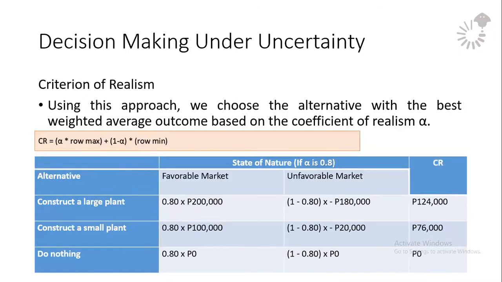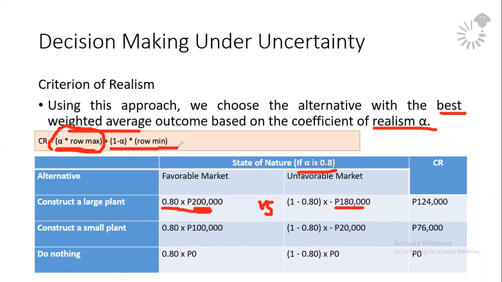Criterion of realism. Using this approach, we choose the alternative with the best weighted average outcome based on the coefficient of realism. Again, nag-assume lang din tayo or given yung realism mo or your value for coefficient of realism, let's say that's A. Same lang, instead na hindi siya 50-50, meron siyang weighted average. This is given, so pwede kong sabihin na your A is 80 or 0.8. So how do we get the criterion of realism? First, you identify the row max. Among the two rows, ano yung maximum? 200,000 versus negative 180. This is the row max or the maximum row, multiply with A or 0.8.